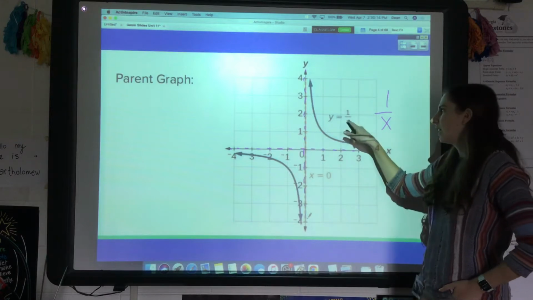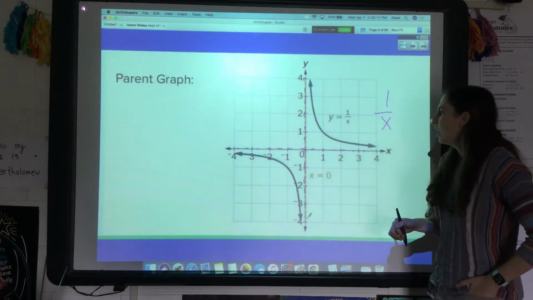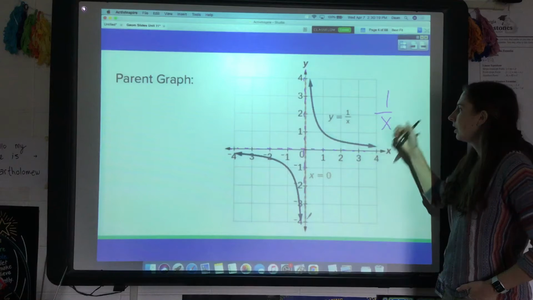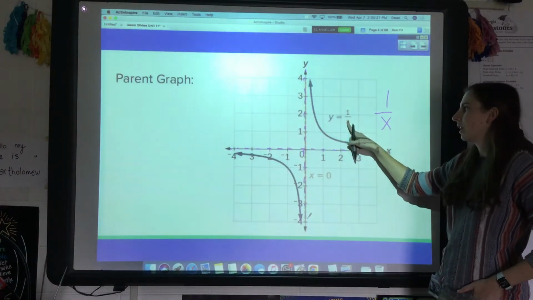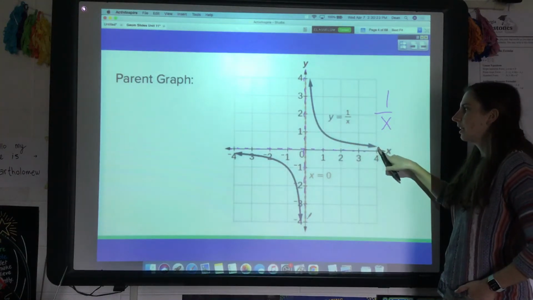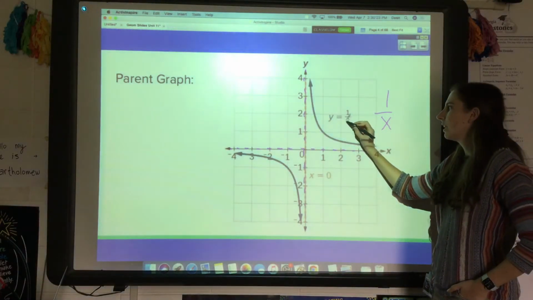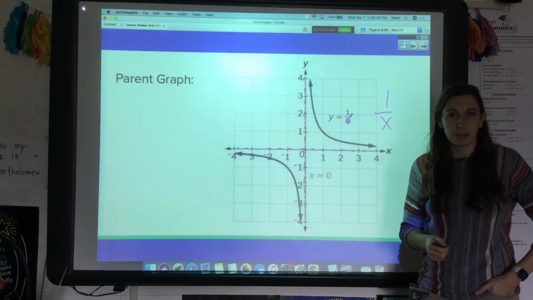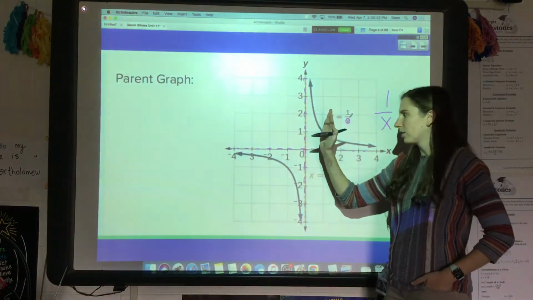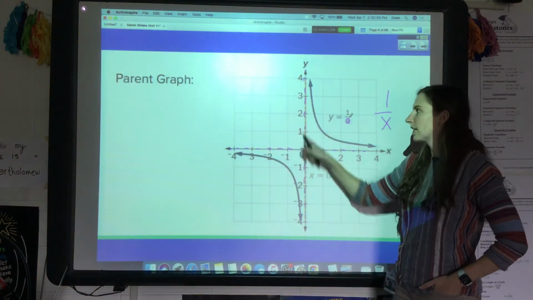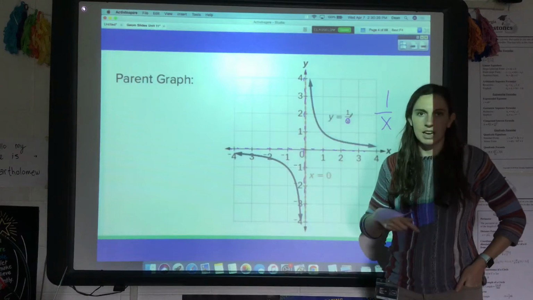And if you plugged in values to x, you would see why. Basically, the bigger the number that you plug in for x, the smaller the output is. And it also can't hit 0 because if you were to plug in a 0, you can't divide by 0. And so that's actually why there's a vertical asymptote here, because you can't plug in 0.